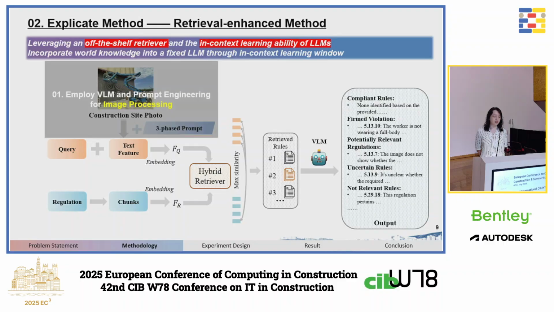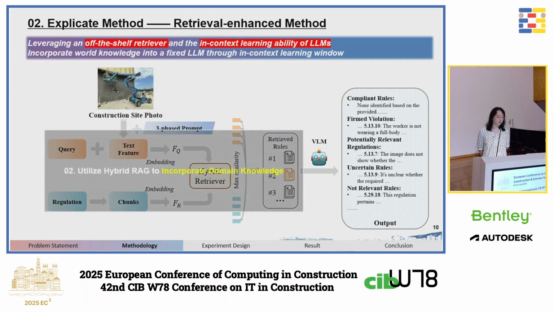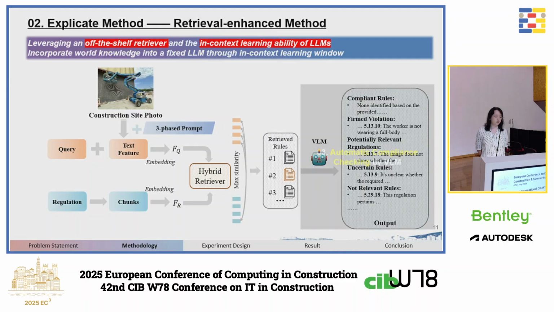In phase one, the VLM will convert the site image to text features. Secondly, we will use hybrid retrieval to match the features to regulation chunks. And thirdly, the VLM will perform compliance checking, and this leverages LLM in-context learning without fine-tuning.